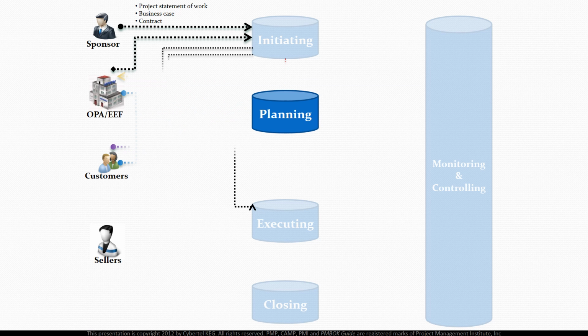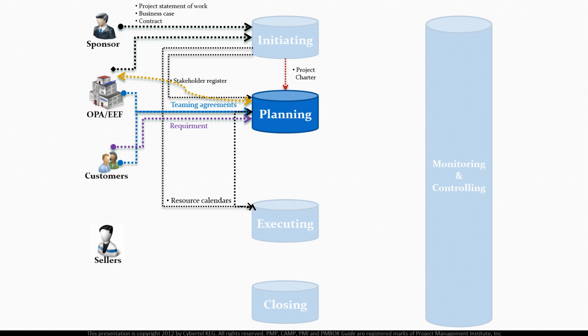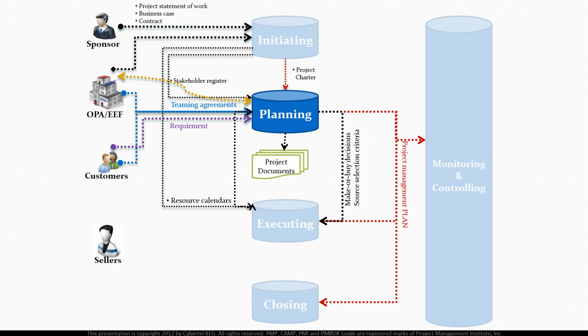The output of this process group is the project management plan and project documents, which includes the plan for the scope, the time, cost, quality, communications, human resource, risks, procurement, and stakeholder management.